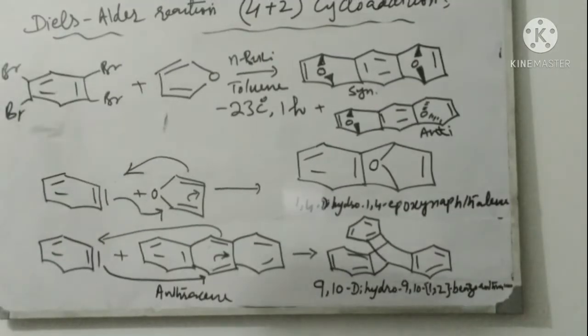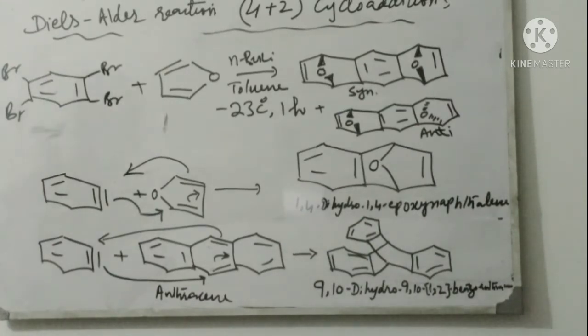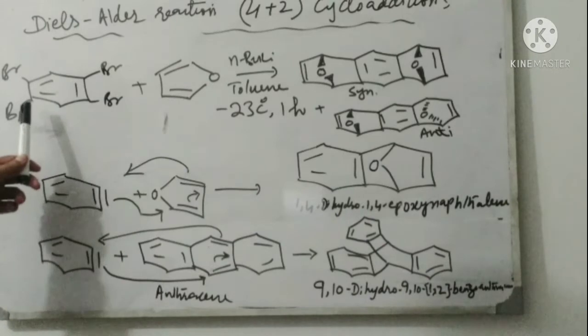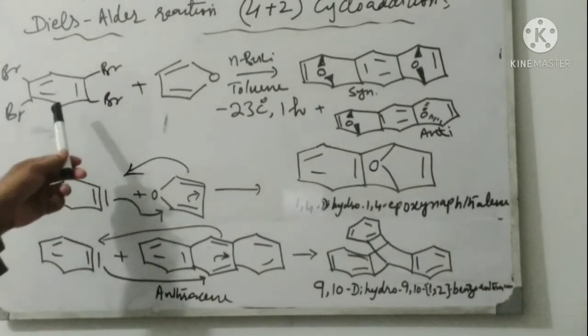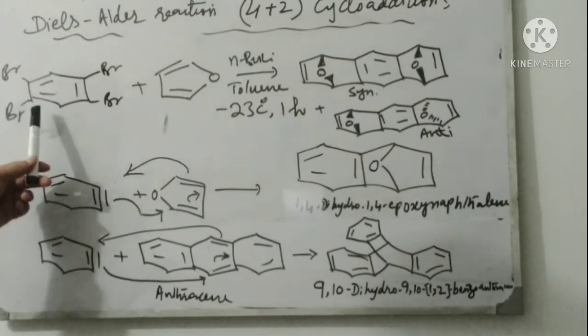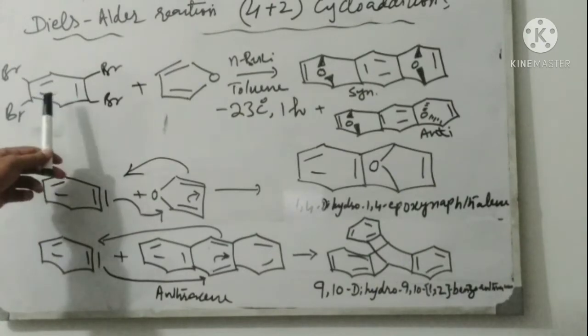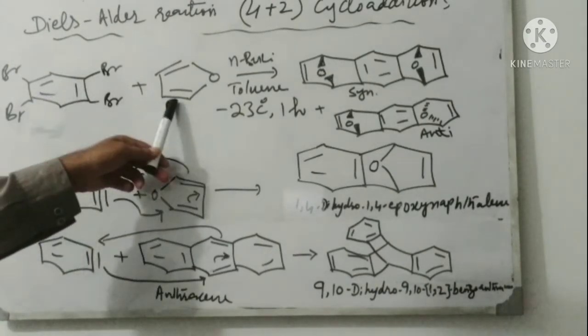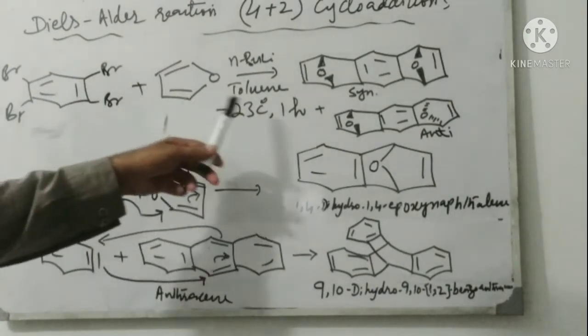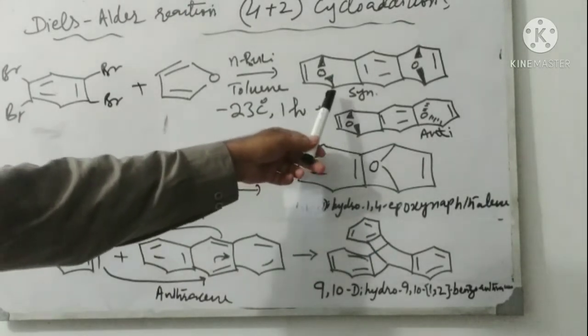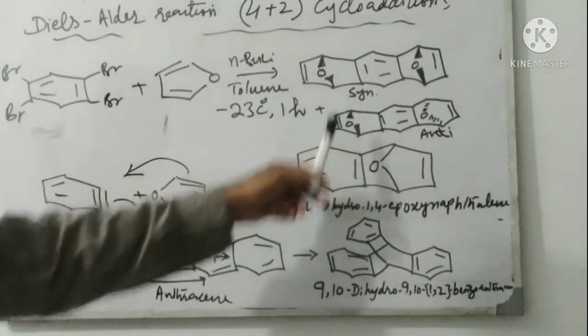So these are some more examples of 4+2 cycloadditions of benzyne. In this case, this is a tetrabromo substituted benzene. It reacts with furan in excess to make this Diels-Alder adduct. Syn and anti both are formed.